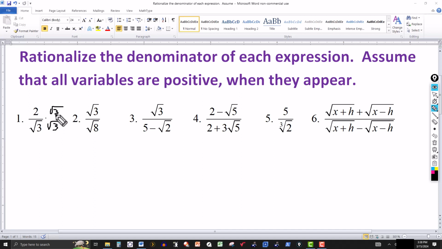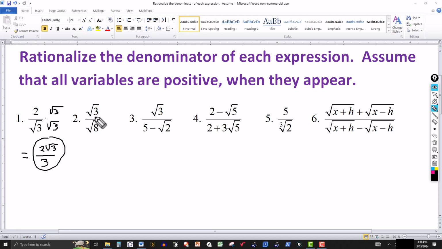Because all I'm doing is multiplying by the square root of 3 over the square root of 3, which is 1. So this would give me, on the numerator, 2 times the square root of 3, which is 2 square root of 3. That's a simplified form. We don't want approximations unless it tells you, so we're going to give exact answers. The square root of 3 times the square root of 3 is the square root of 9, and the square root of 9 is 3. That's the simplified form for that one.